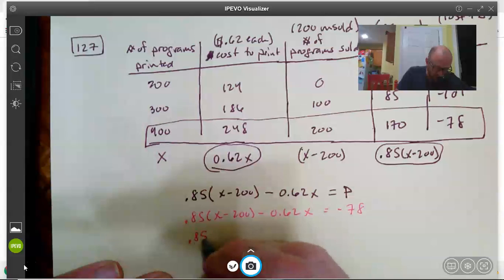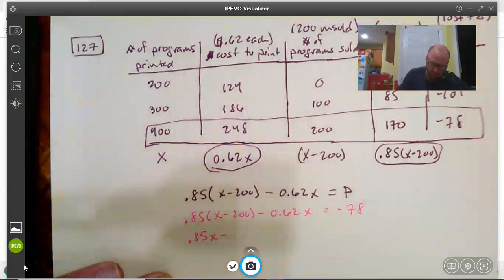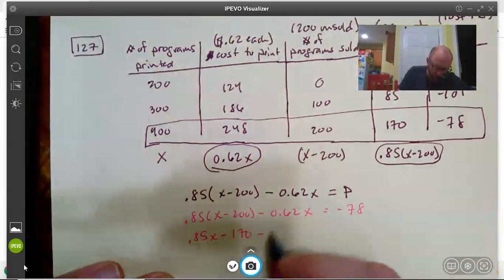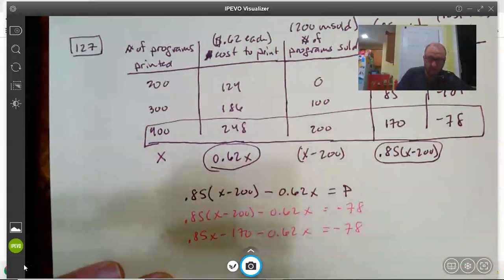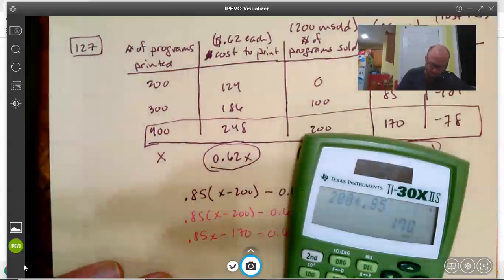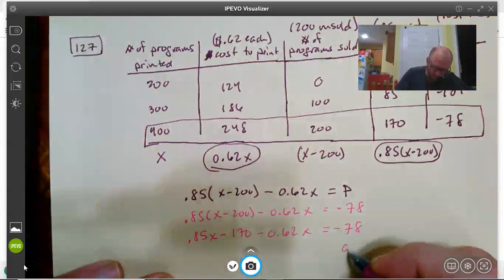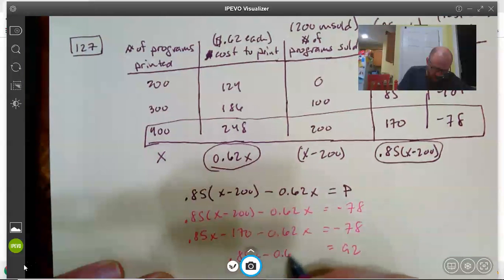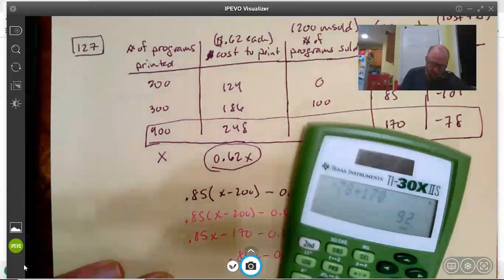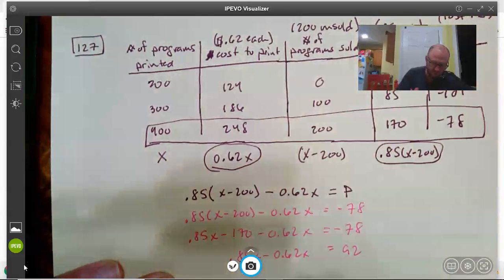I get 0.85x minus 170 minus 0.62x equals negative 78. Let's add 170 to each side. Negative 78 plus 170 is 92. 0.85x minus 0.62x, we'll combine like terms. 0.85 minus 0.62 is 0.23.